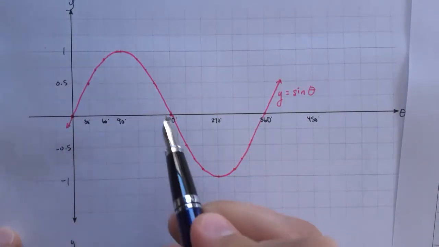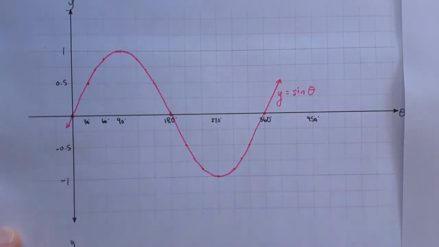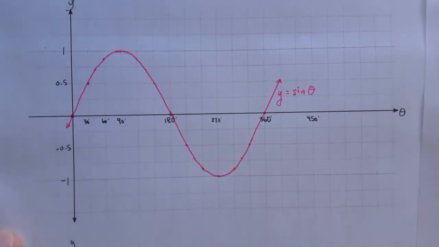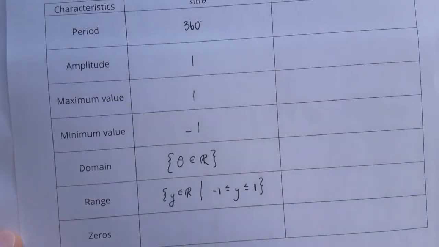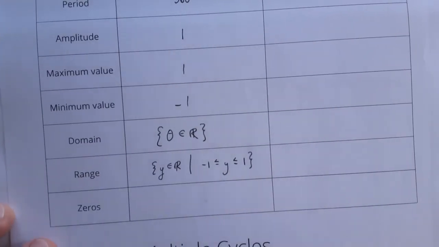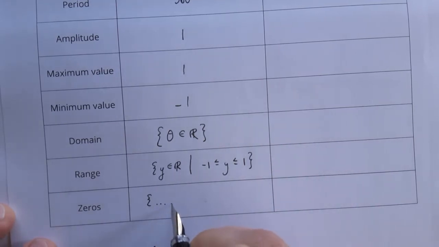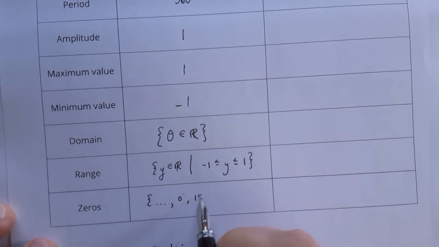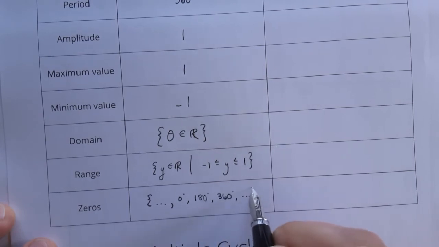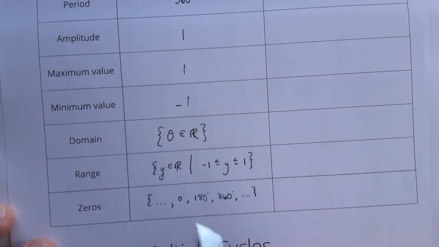What are the zeros? Well, we have 0, 180, 360, but that pattern also repeats in both directions. But that gives us a flavor for it. So what I'm going to do for this is the zeros, it's a large set, so I'm going to use a little brace again. Ellipses at the start to show that this is a pattern that continues to the left. 0 degrees, 180 degrees, 360 degrees, and so on. Notice the little commas there and there.